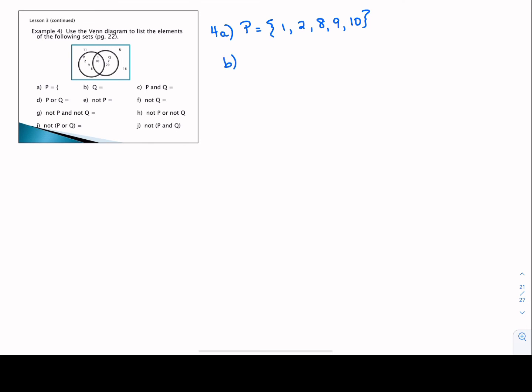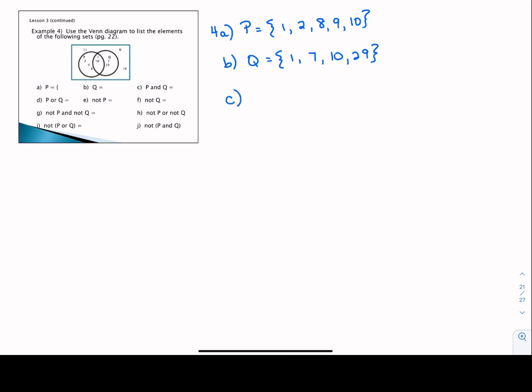Now we want to find in part B set Q. So Q contains 1, 7, 10, and 29. These numbers seem to be a little bit more random, so that's okay. Again, these sets and subsets were predetermined with this question.